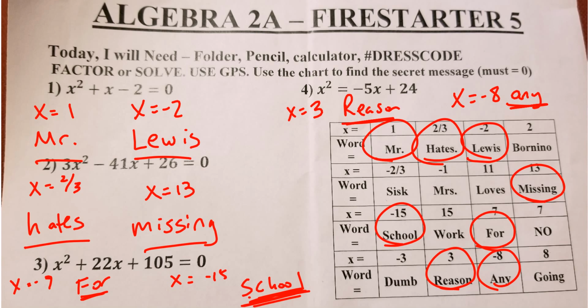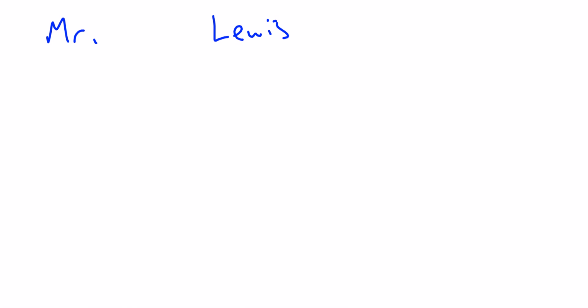So, if you're struggling on the pink paper, here's what you do first. You have to have your message. So, let's just say I'm talking about Mr. and Lewis. So, then I made my chart, Mr. is 1 and Lewis is negative 2. So, then you start with the answer. So, this is how you're going to do this, guys. You're going to start with the answer.